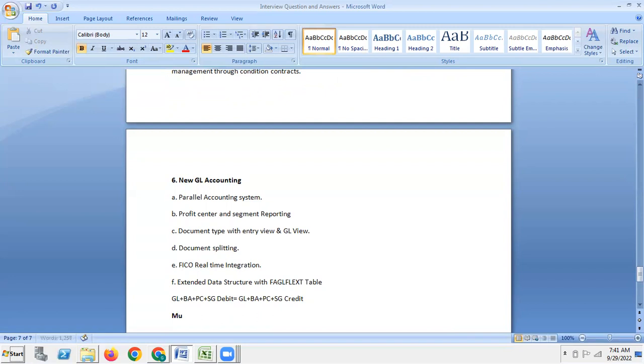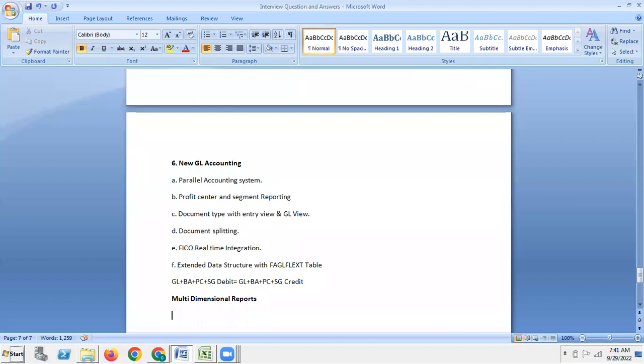Multi-dimensional reports. Local GAAP as per Companies Act, Companies Act 2000.